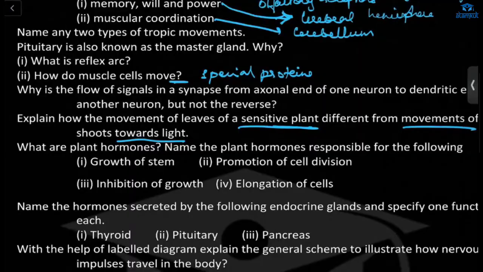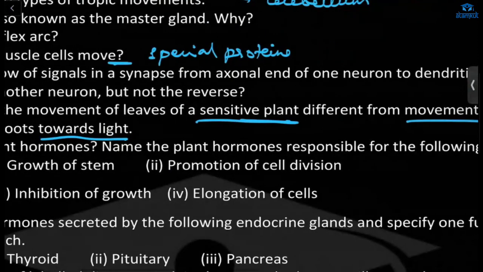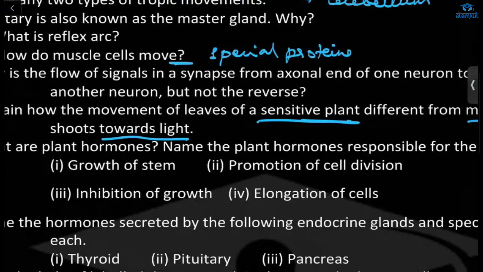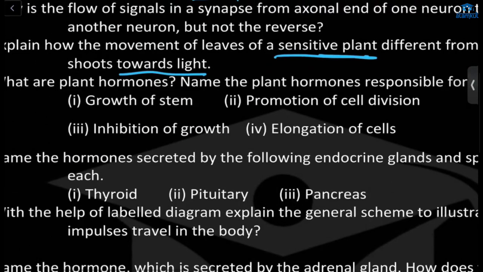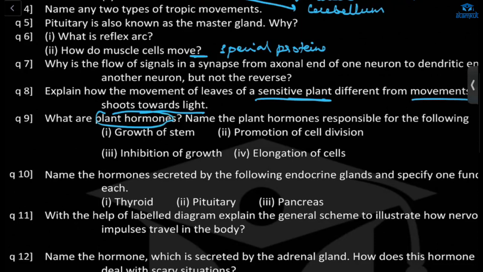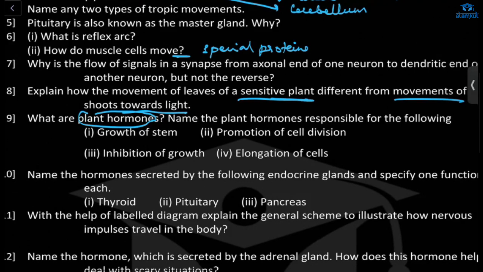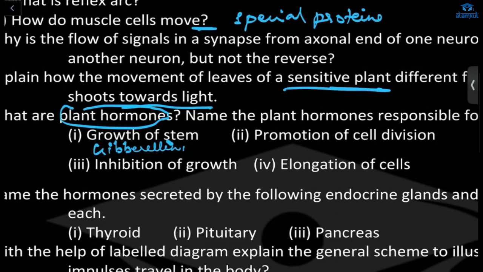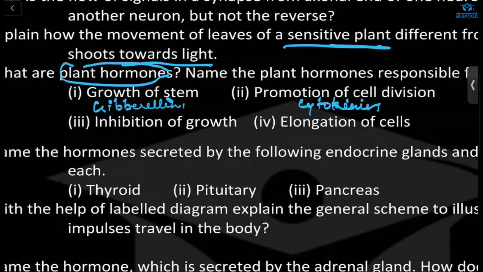Next, we'll see what are plant hormones. Name the plant hormone responsible for the following. Growth of stem. Plant hormones are chemical substances produced in the plant. They coordinate development and response to their environment. Now, growth of stem: gibberellin. Promotion of cell division: cytokinin. Inhibition of growth: abscisic acid. It is also known as growth inhibitor.